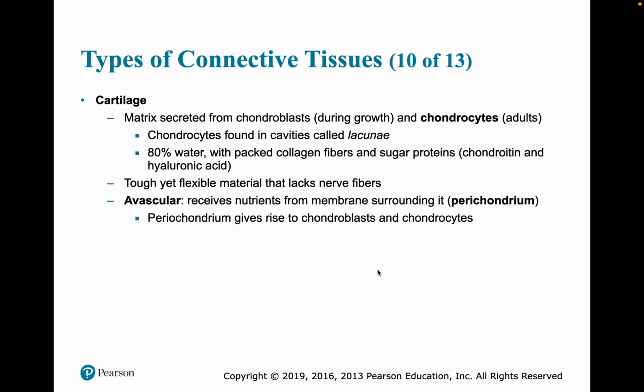Cartilage: its matrix is secreted by chondroblasts during growth and chondrocytes as adults. Chondrocytes are found in cavities called lacunae, which literally means little lake. We're going to see those in bone as well. Cartilage is about 80% water packed with collagen fiber and sugared proteins. Chondroitin and hyaluronic acid are two common ones. It's tough but flexible. It does not have nerve fibers. It is avascular. It gets its nutrients from the membrane surrounding the cartilage called the perichondrium, and that perichondrium is also the source of chondroblasts and chondrocytes.